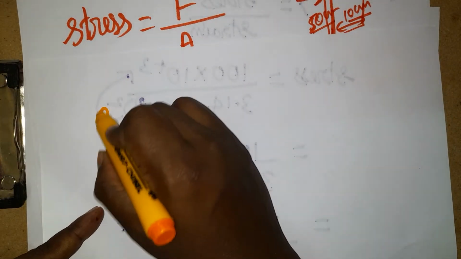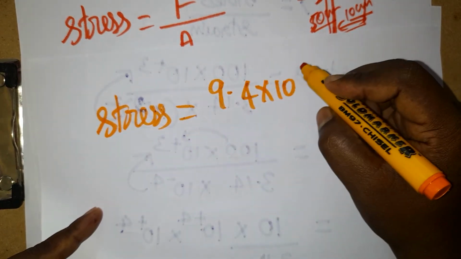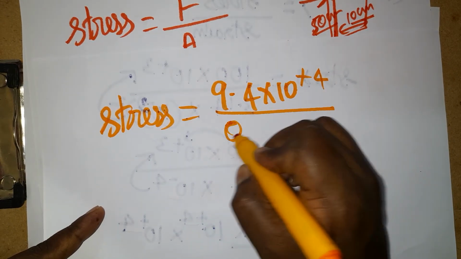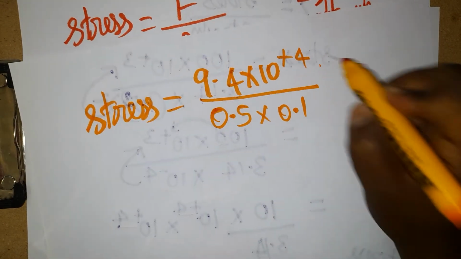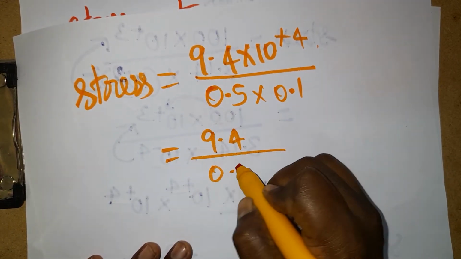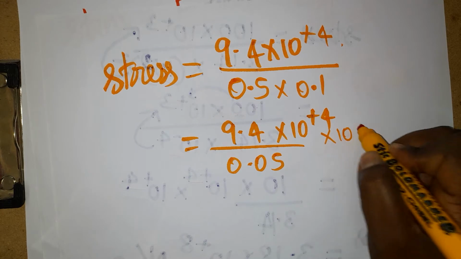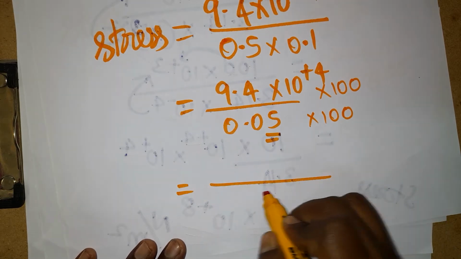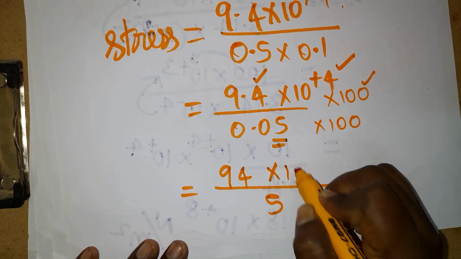Now we can easily calculate the stress. Stress is equal to force, 9.4 × 10^4 given in the question, divided by area, which is length 0.5 into breadth 0.1. Multiplying these two, we get 9.4 divided by 0.05 into 10^4. To make it a round number, we multiply numerator and denominator by 100. It's a very simple calculation. The denominator will become 5, the numerator becomes 94, and the power increases to 10^5.